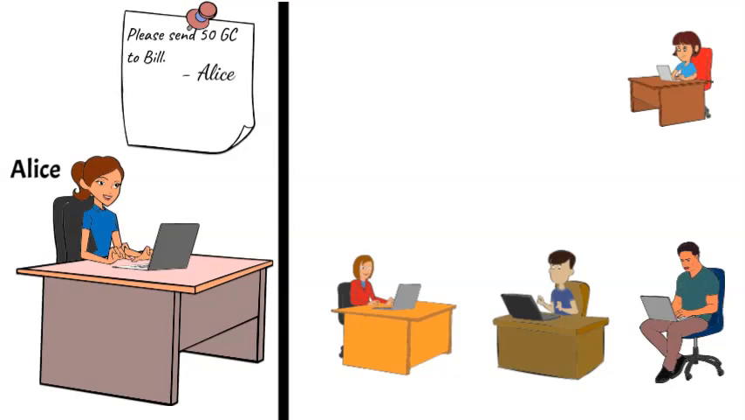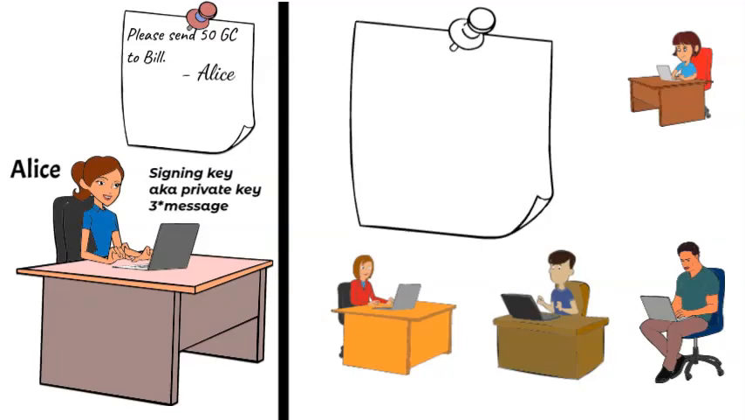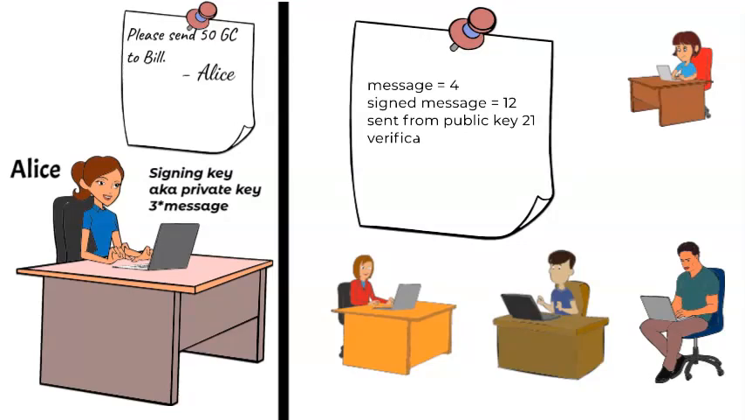So let's assume that Alice has a signing key or a private key, which is 3 times a message. She broadcasts to the whole community. The message is equal to 4. Everyone in the community knows exactly what that means. They see the signed message of 12. Only Alice can generate that because she knows the signing key is 3 times a message. Her public identity is not Alice, but it's public key 21, and there's a verification formula.